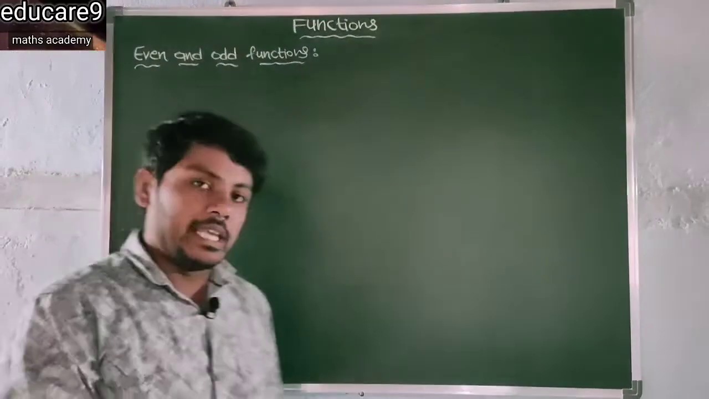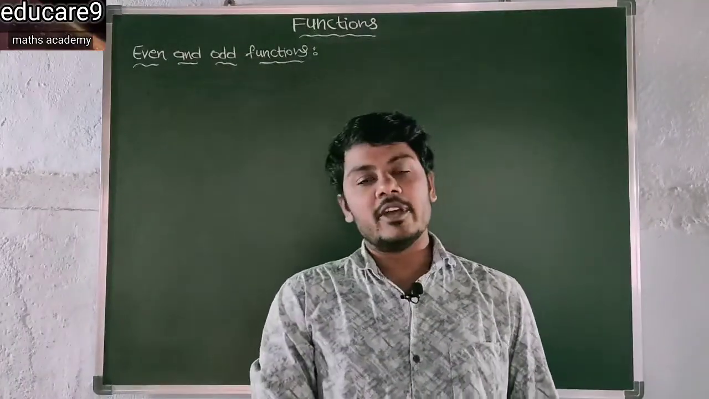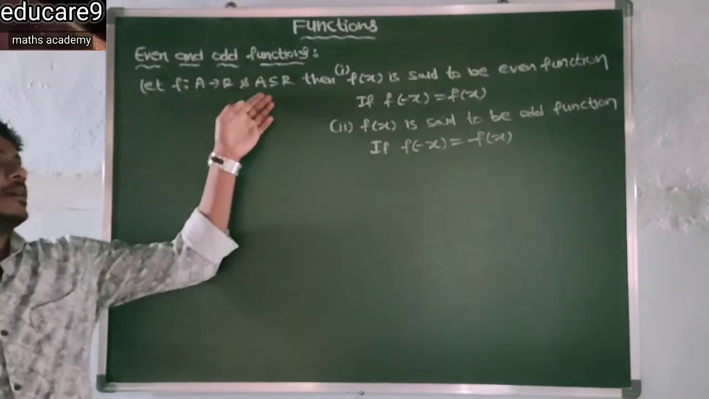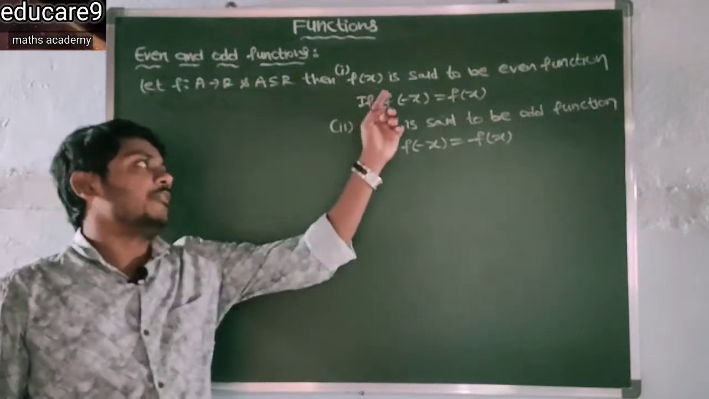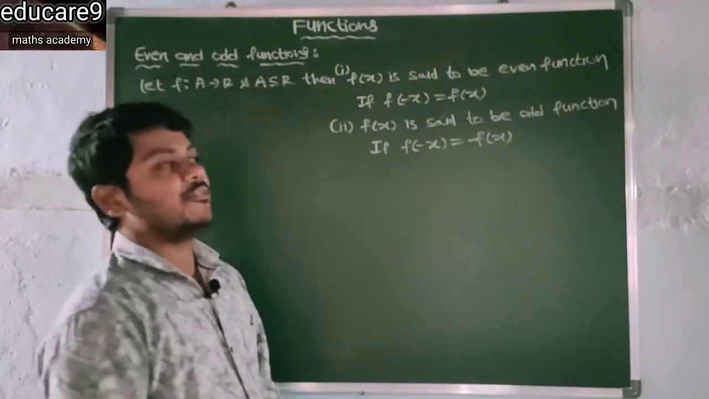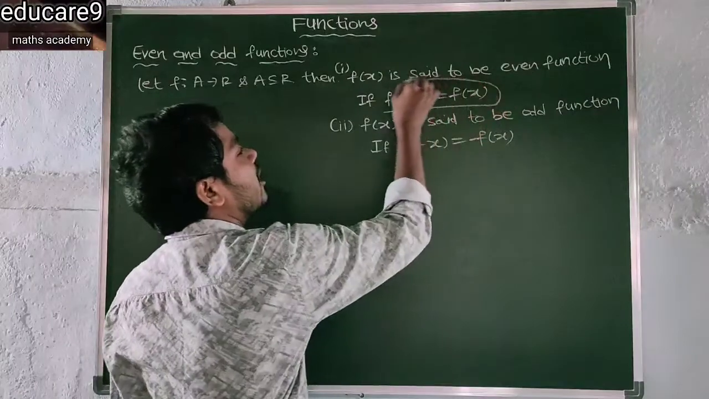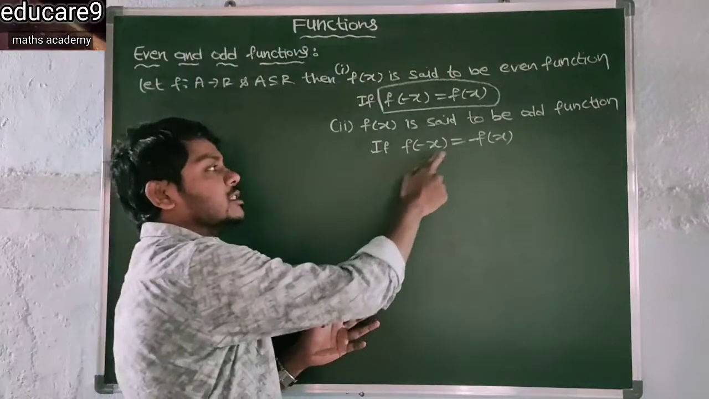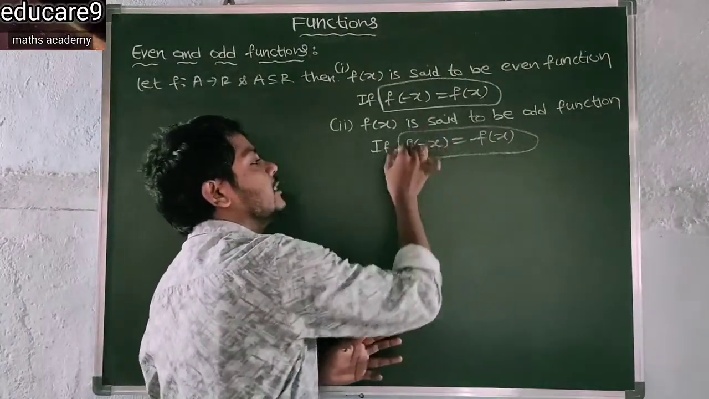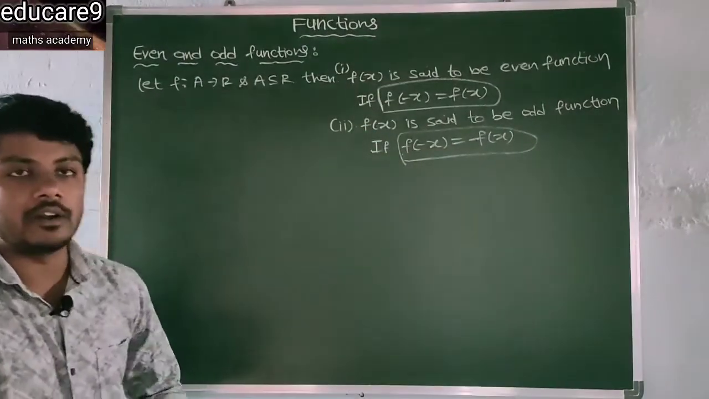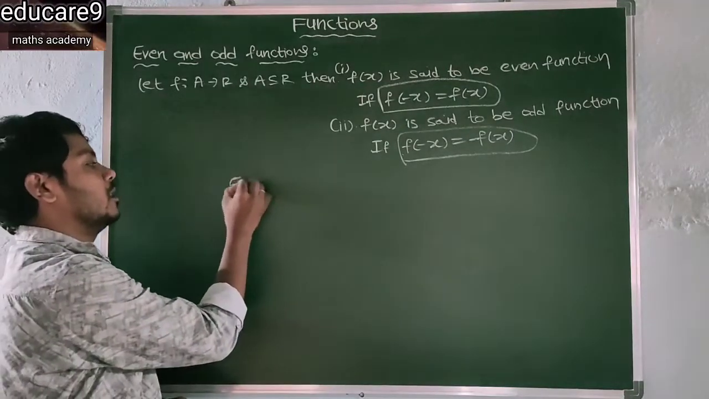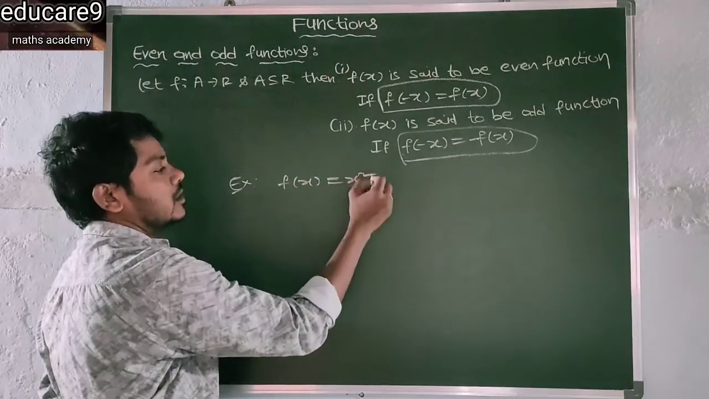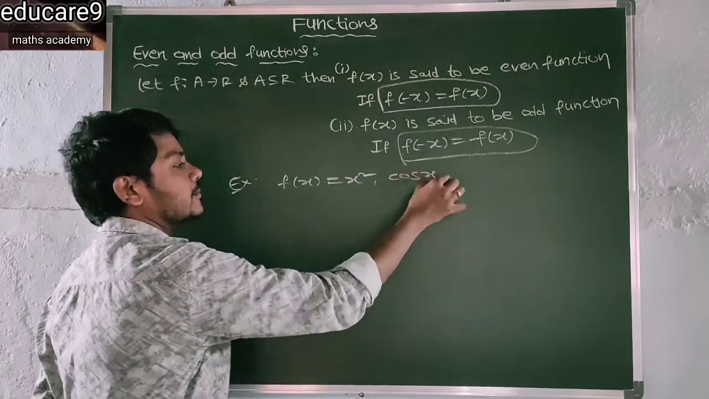So next one, even and odd functions. Even function means, see here, if f from A to R, where A is a subset of R, then f of x is said to be an even function if f of minus x is equal to f of x. If f of minus x is equal to minus f of x, then the given function is an odd function. So for example, f of x is equal to x square and cos x.